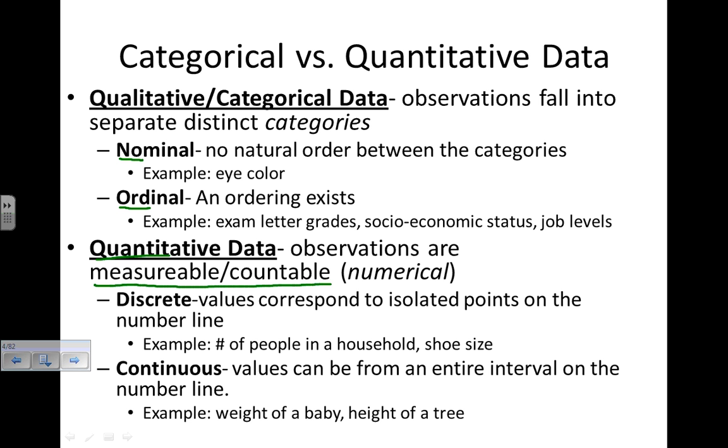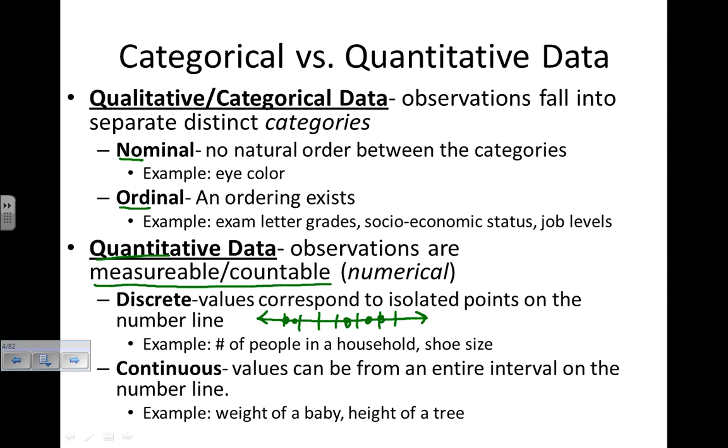You have discrete. So in discrete, values correspond to isolated points on a number line. So for instance, if you think of a number line, you're only going to hit certain values. So you may hit here, here, here, here, whatever, but you're only going to have certain values. So example, the number of people in a house. Well, that's not continuous. You could have 1 or 2, but you can't have 1.1. Okay, so you're not going to hit every single value. So shoe size, you could have a 7, a 7.5, an 8, an 8.5. So these are discrete values.